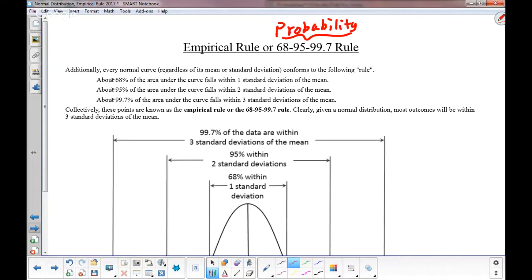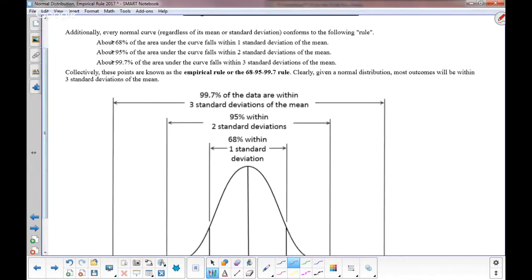So additionally, every normal curve, regardless of the mean or standard deviation, conforms to the following rule. It doesn't matter if my mean is 20 or 1,000 or -5. If it's a normal distribution, it's going to follow this rule pretty much exactly. It may be slightly off depending on the calculations, but the majority of it is going to be right in this range. And this is why we call it the empirical rule, because it always works. It's the overriding rule.